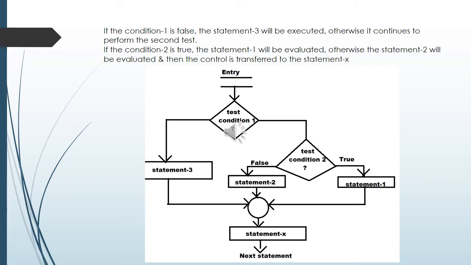It's shown in the flow chart. If the condition 1 is false, the statement 3 will be executed. Otherwise, it continues to perform the second test. If the condition 2 is true, the statement 1 will be evaluated. Otherwise, the statement 2 will be evaluated and the control is transferred to the statement X.